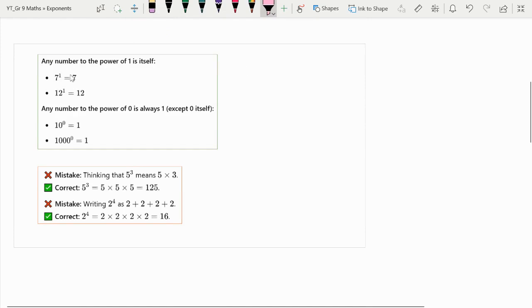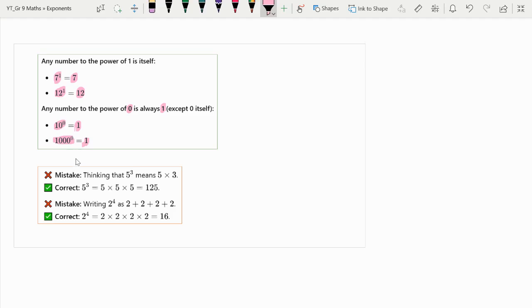Now, just some reminders. If we just have 7, it means that there is an exponent of 1. If you have any number and there is no exponent written down, it just means that there is an exponent of 1. Then, another reminder, anything to the power of 0 will give you 1. So if you've got any base to the power of 0, it will just be equal to 1. And that can come in very handy when you least expect it.